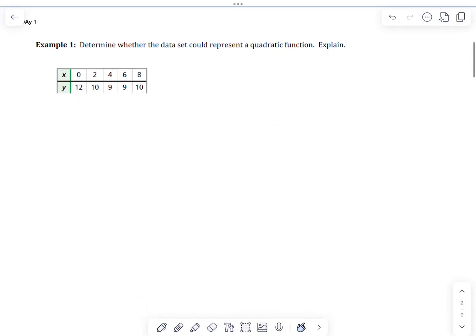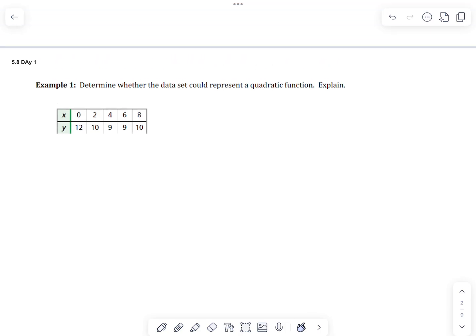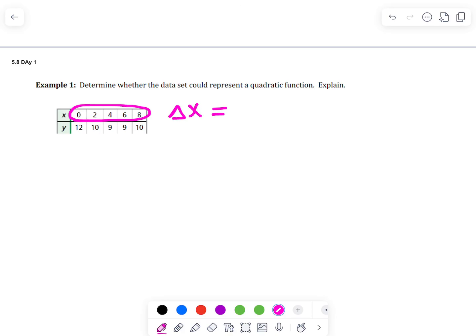So here's an example. Determine whether the data could represent a quadratic function. So first we look at the x values right here. Notice that all of those x values going from one ordered pair to the next is increasing, so change of x of +2. Then we look at the y values.